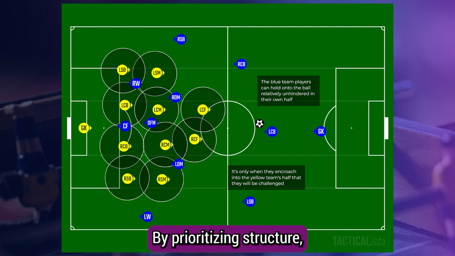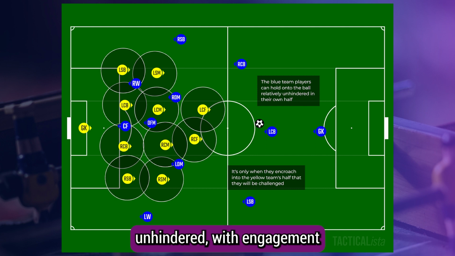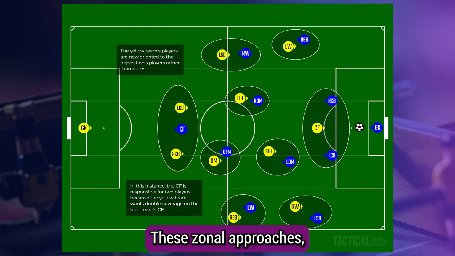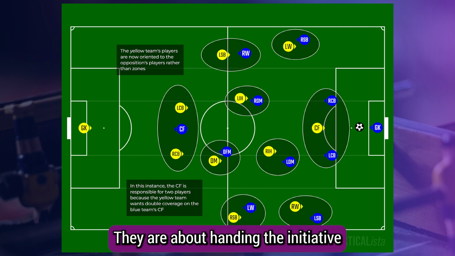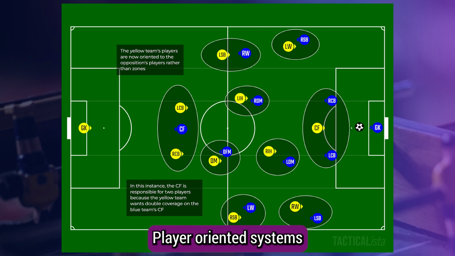By prioritizing structure, the disruptive aspect to pressing systems is downplayed. In making sure that structure is retained, the opposition will generally be allowed to possess the ball in certain parts of the pitch unhindered, with engagement only occurring when the opponent advances too deep into the defending team's territory. These zonal approaches, therefore, are on the passive end of the spectrum even if the engagement phase is aggressive. They are about handing the initiative to the opponent and being well set to respond to them when they do encroach.